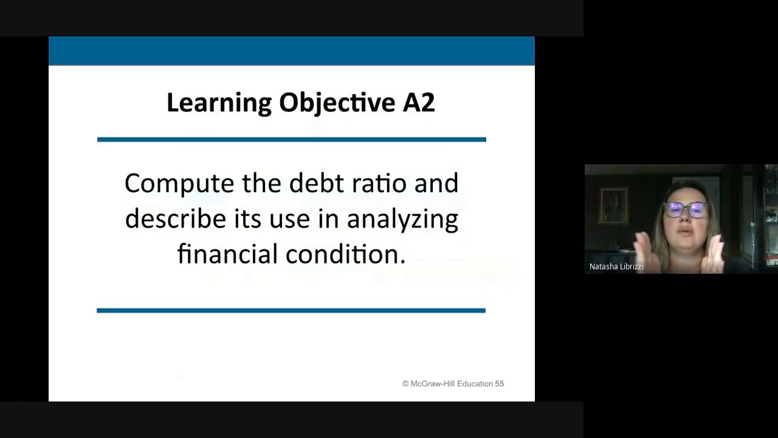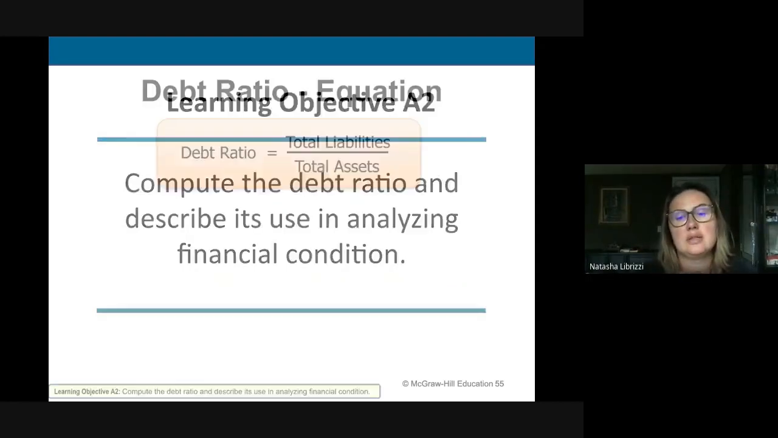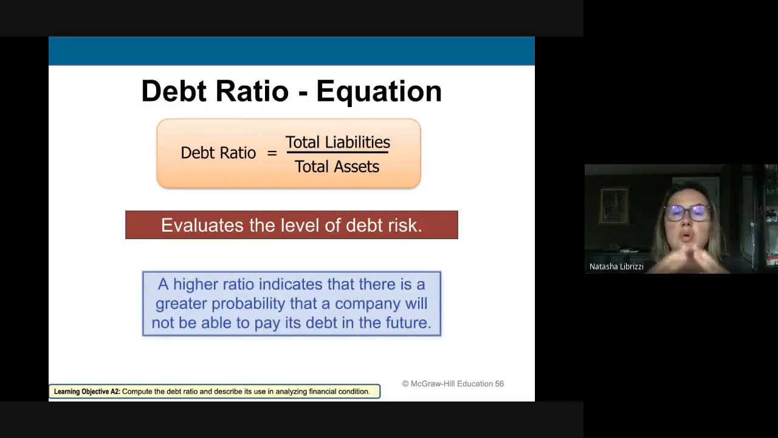All right, we are on to our last learning objective. We're going to look at how to compute the debt ratio and describe its use in analyzing financial conditions. So the debt ratio is total liabilities divided by total assets. So little by little, we're going to try to appreciate what those numbers mean, because those numbers talk to third parties or internal users to give you good business information to be able to decide how you should pursue and how you should run your business.